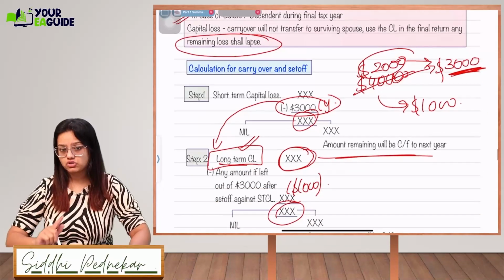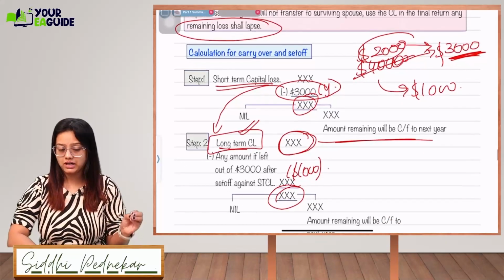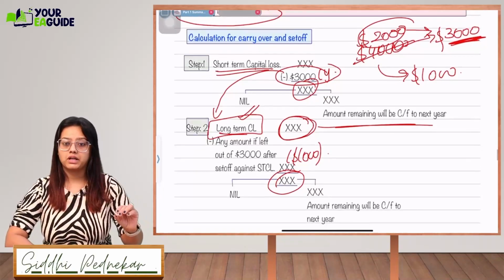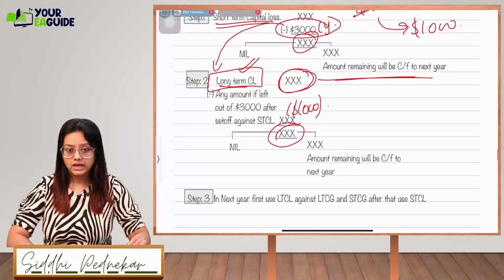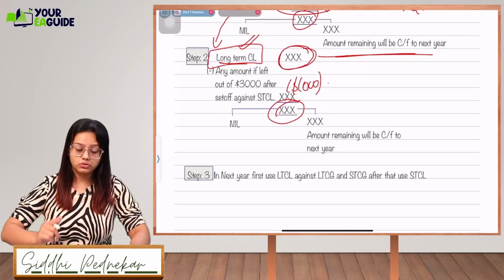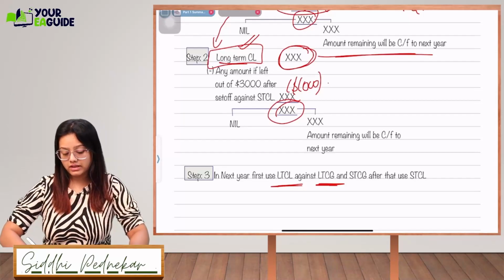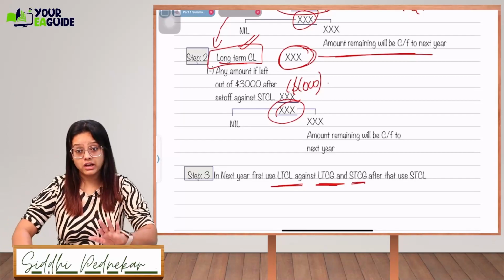First, that limit has to be used against short-term capital loss, and if there is anything remaining, it will be given to the long-term capital loss as a set-off. Okay, and step 3, in the next year, first thing you need to use long-term capital loss against long-term capital gain, and then against short-term capital gain. This we have done very well in the class.